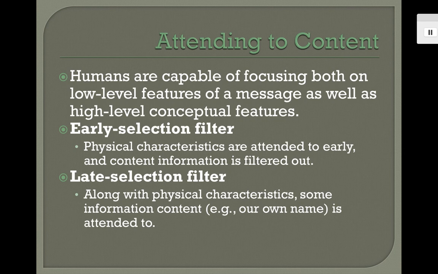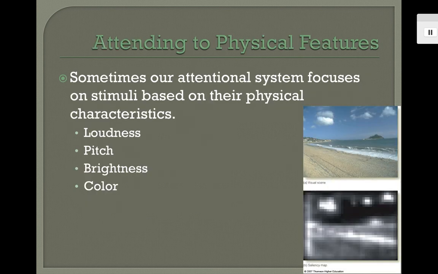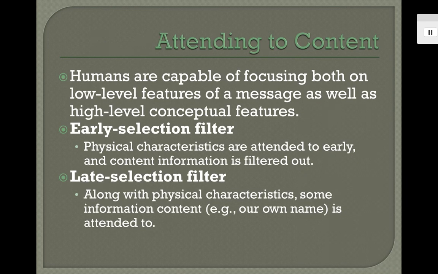So with early selection filters, we're really looking at the physical characteristics that we want to pay attention to. Again, going back to our saliency map, those bright, loud, high-pitched, very colorful elements in my world. But the late selection filter is going to be things that involve much deeper processing, that are much more meaningful to us, such as our name that we're really going to be paying attention to. So we still have both filters. Don't think that just because it's a late selection filter that we're not going to attend to that information. We still will, but there are things that take priority, such as with our early selection filter, because those seem to be the much more important factors rather than something like our name.